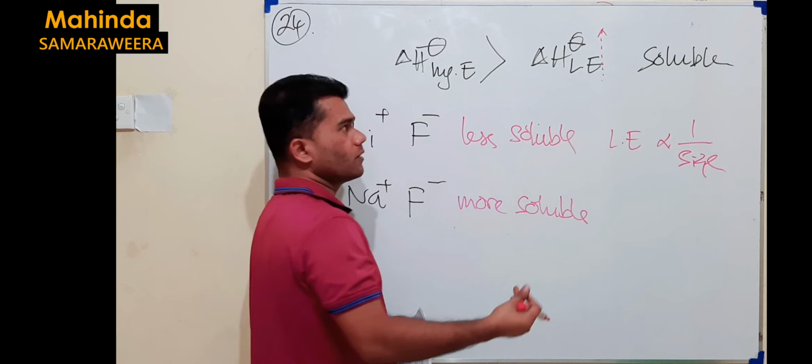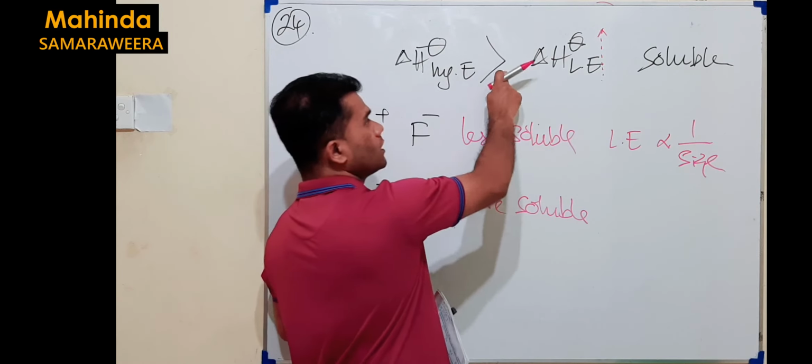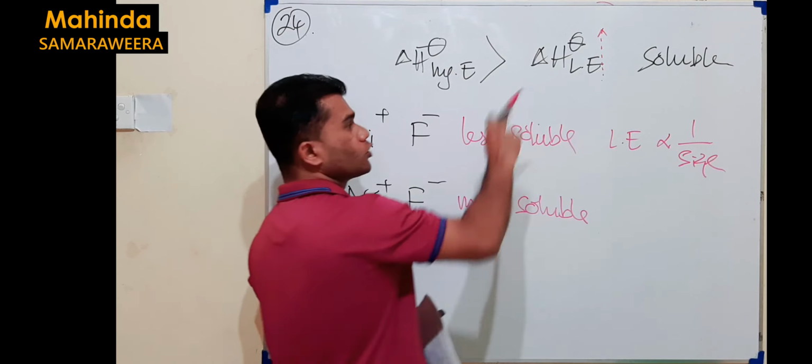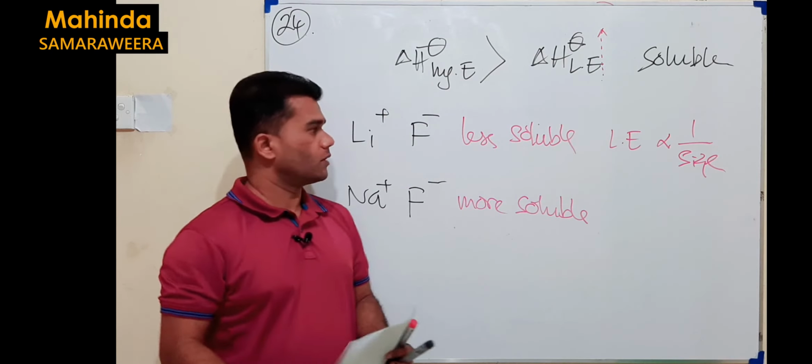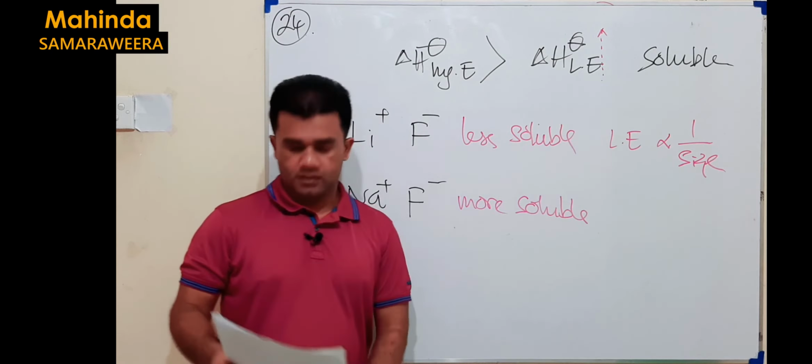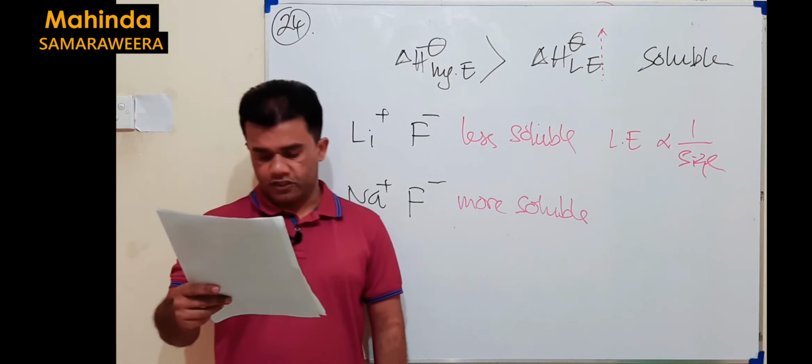Insoluble or less soluble. Why? Lattice energy should be small compared to hydration energy to be soluble. Lattice energy increases means it becomes less soluble. Then that is one correct possible explanation.